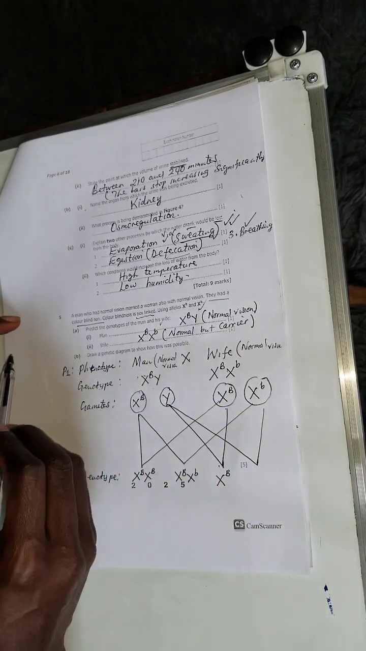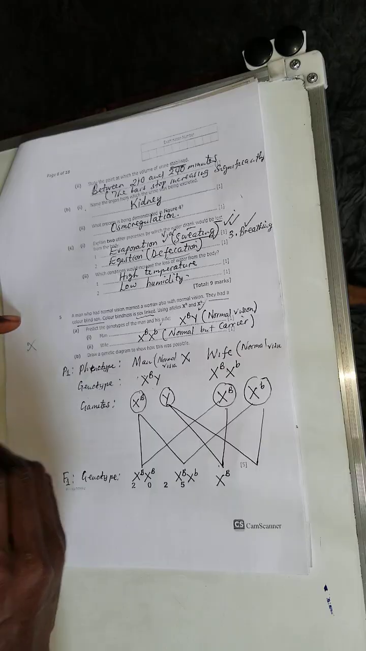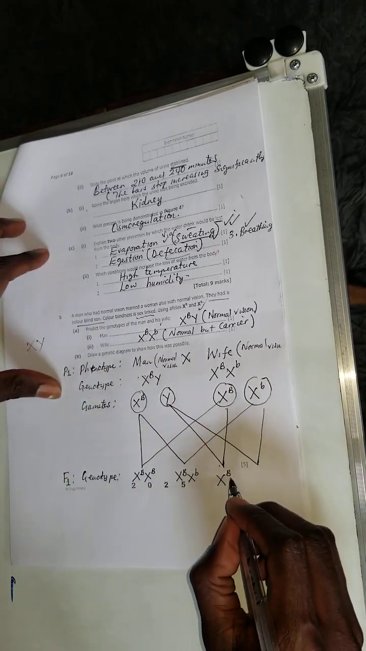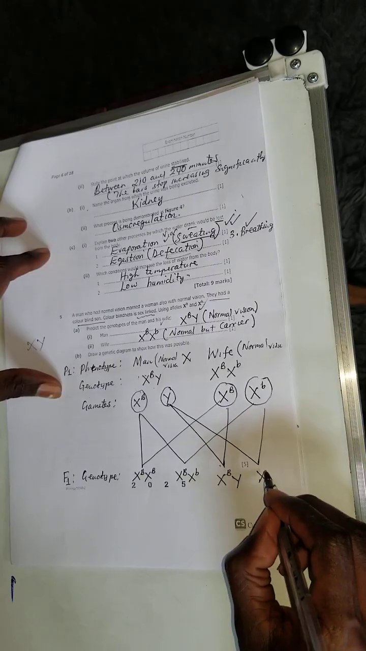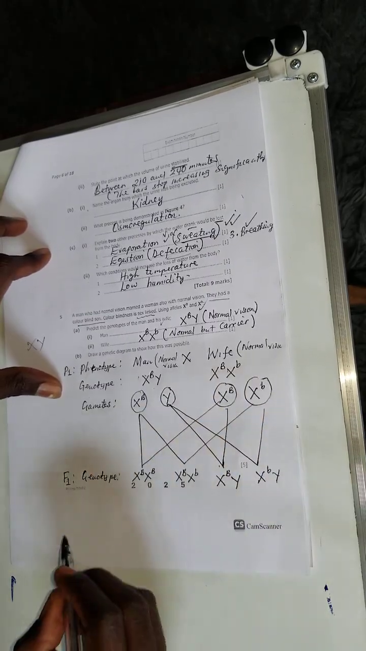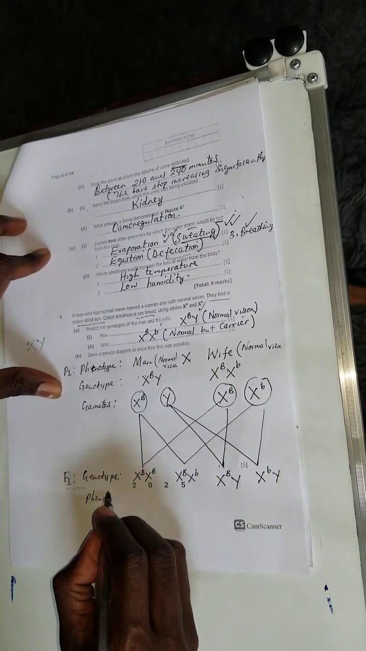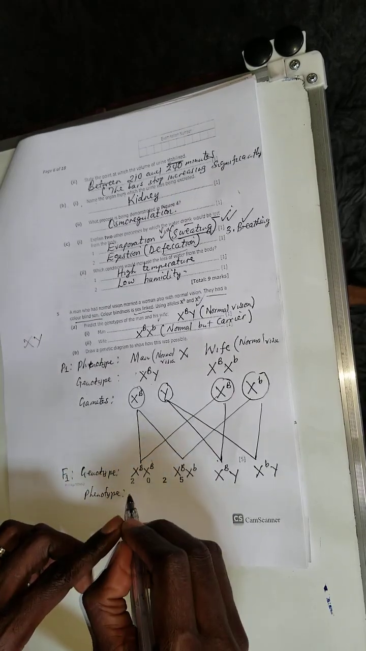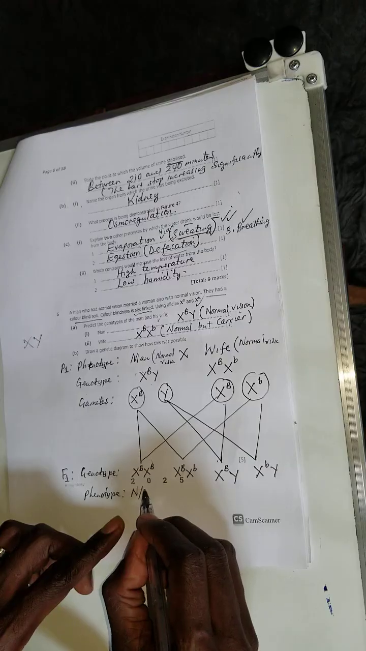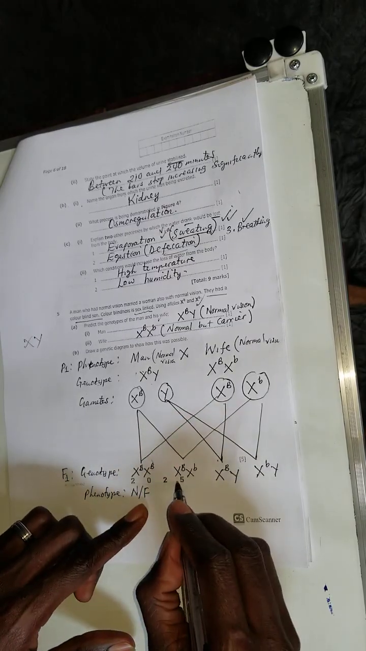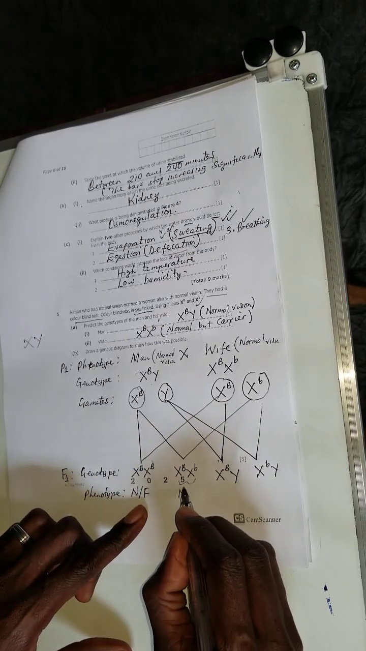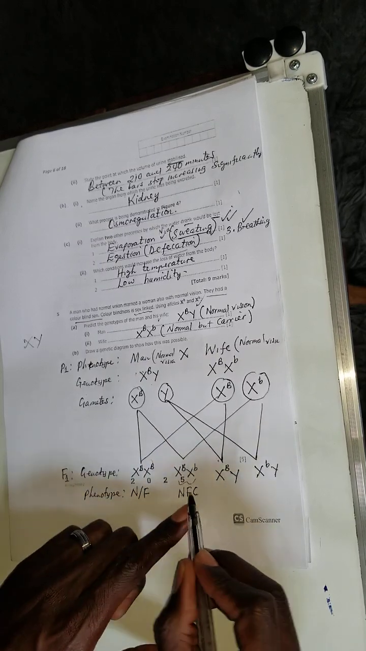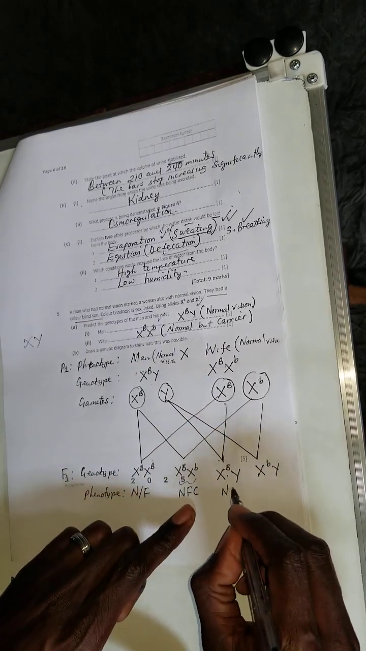Remember, chromosomes in males are written as X, Y. So it will be X capital B and Y. Then there it will be X small b and Y. So you can see in this case when we talk about the phenotype, when you look at this one, this one is actually a normal female. This one is also a normal female carrier. Then this one is a normal male.